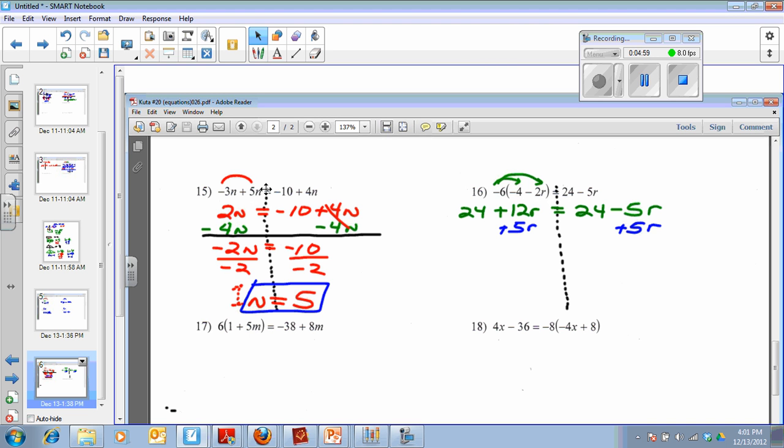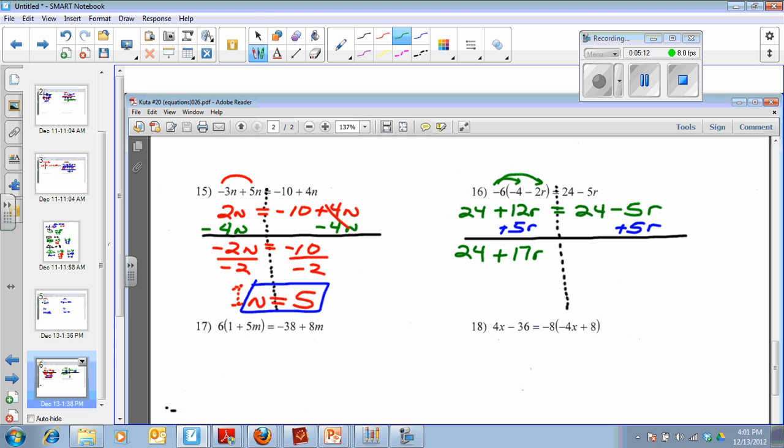And then, of course, my sum line, I just want to see what's going to happen here once I put things together. So let's see, 24 and nothing is still 24. Positive 12r and a positive 5r put together becomes a positive 17r equals, and of course over here I have 24, and nothing is 24, and a negative 5r and a positive 5r, they cancel. As I keep going here, I want to get r all by itself, so I'm going to do a negative 24, do the same thing over here, a negative 24.